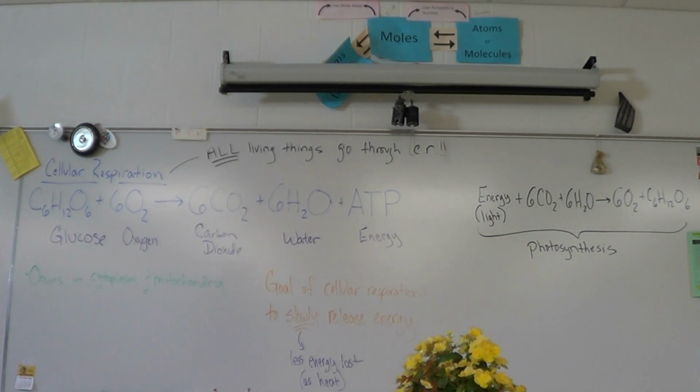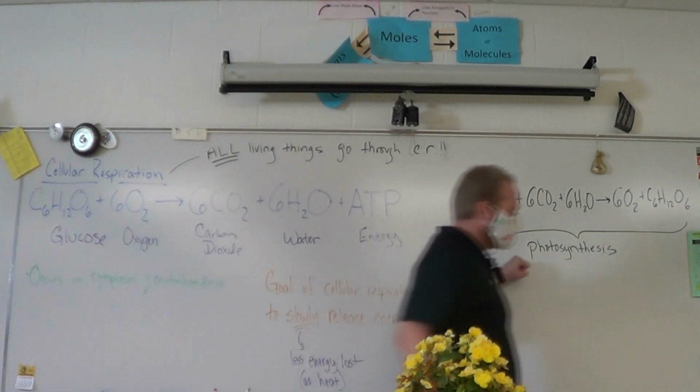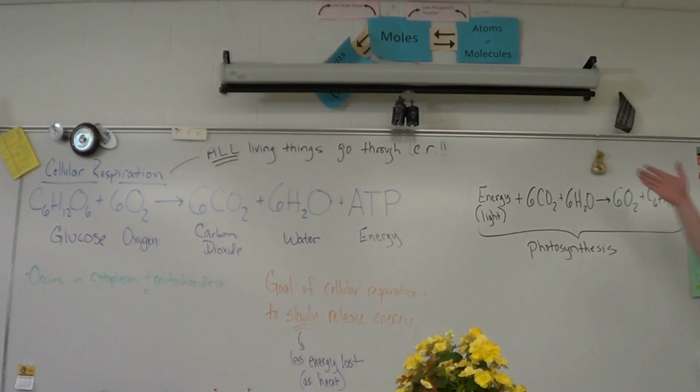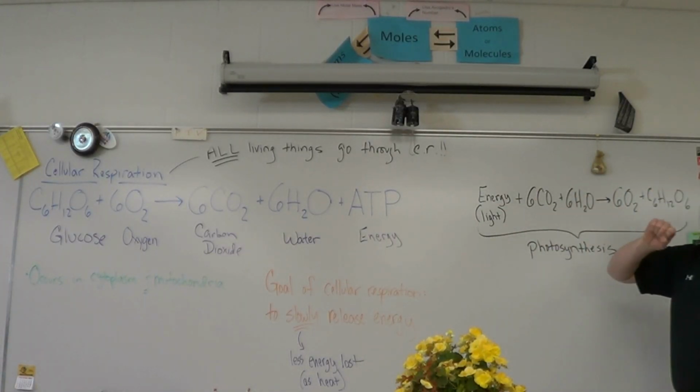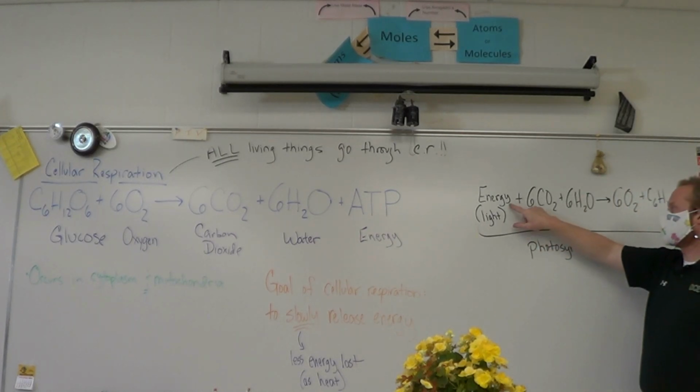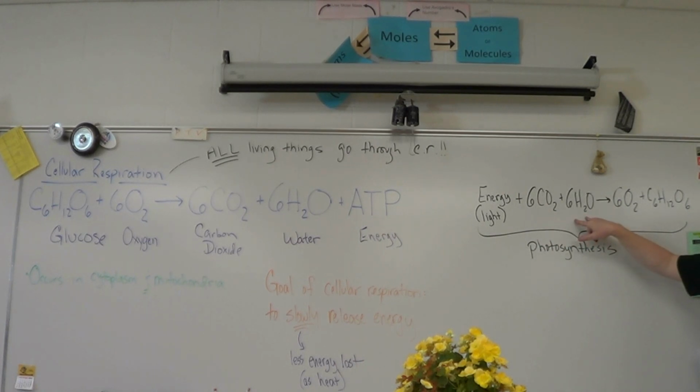All right, let's start talking about cellular respiration and photosynthesis. So, quick review on the board. This is photosynthesis. Photosynthesis is a process in which plants, algae, and some bacteria take energy in the form of light, carbon dioxide, and water, and through a chemical process called photosynthesis, they convert it into oxygen and glucose.